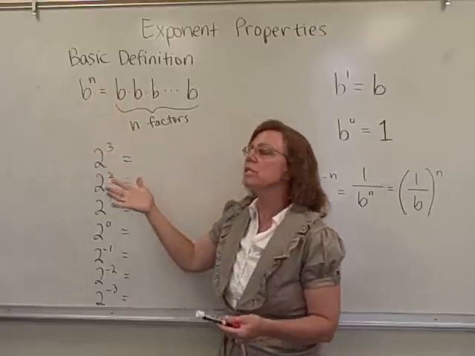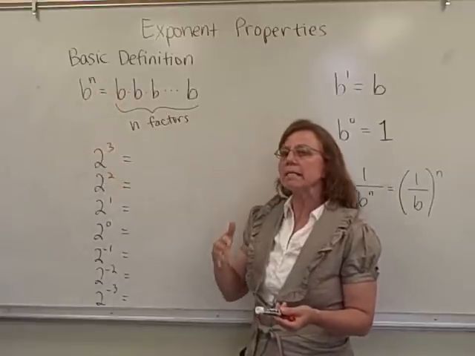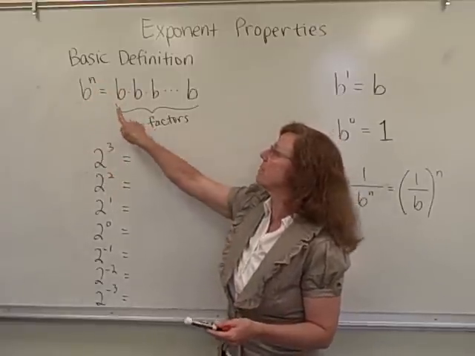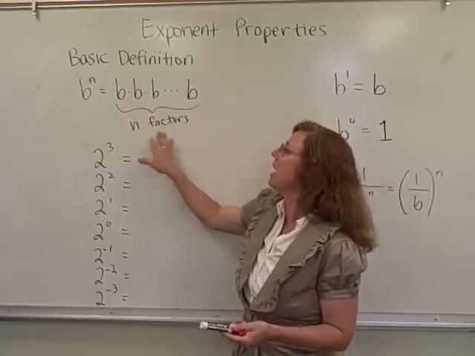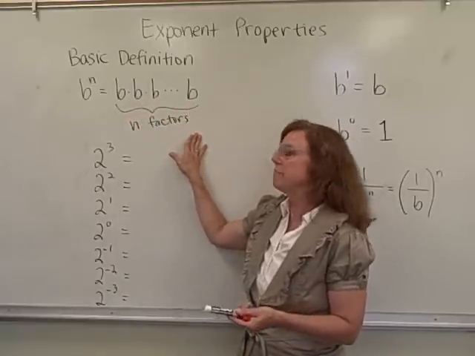So b to the n really just means to repeatedly multiply together the base, whatever it is. So it means b times b times b times b, n factors of b.